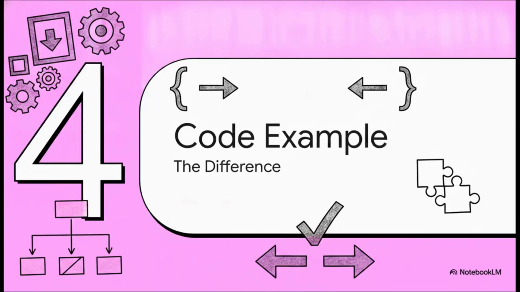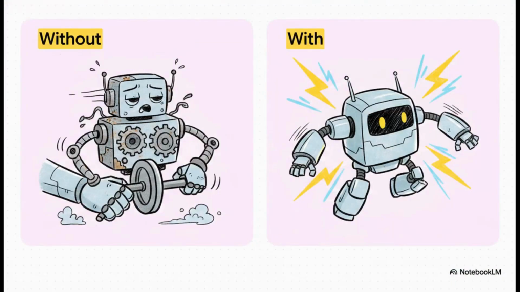Okay, let's pick the energy back up for Section 4, code example, the difference. Knowing the rules is great, but seeing the actual C++ code breakdown is the best way to prove just how much better this automation really is. Let's walk through the without constructor approach first. Imagine we have a student class with a private roll number. In our main function, we create our object by typing student S1. But wait, the student doesn't have a roll number yet.